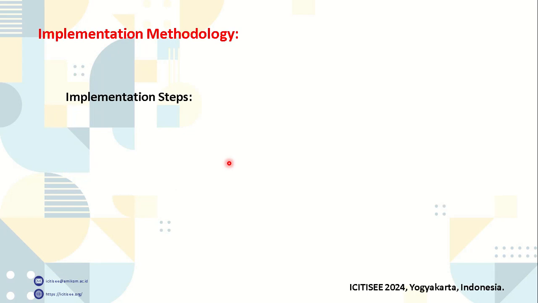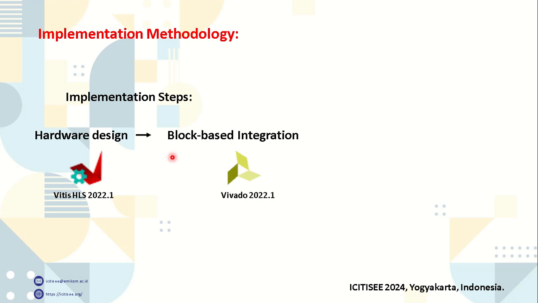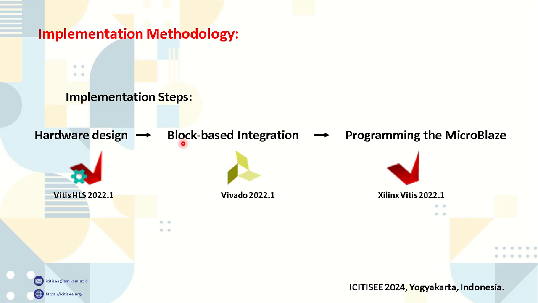Implementation methodology. The implementation consists of 3 steps. First, the hardware design, which is done using the Vitis HLS platform, utilizing the high-level synthesis-based approach. Then, the designed hardware is integrated in a block-based design using the Vivado platform. And finally, the MicroBlaze soft core processor is used to implement the required algorithm, and it's programmed using the Xilinx Vitis platform. All these platforms are available for free from Xilinx.